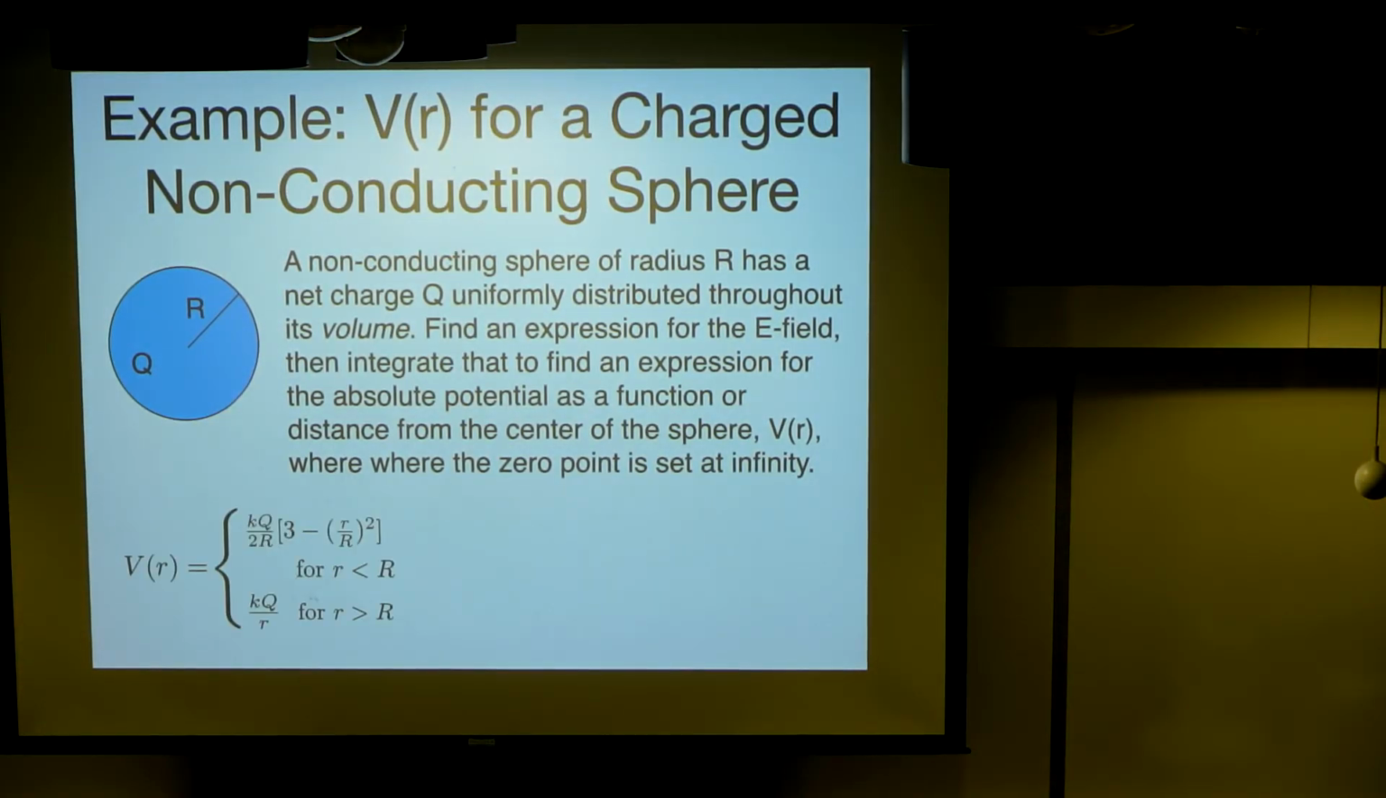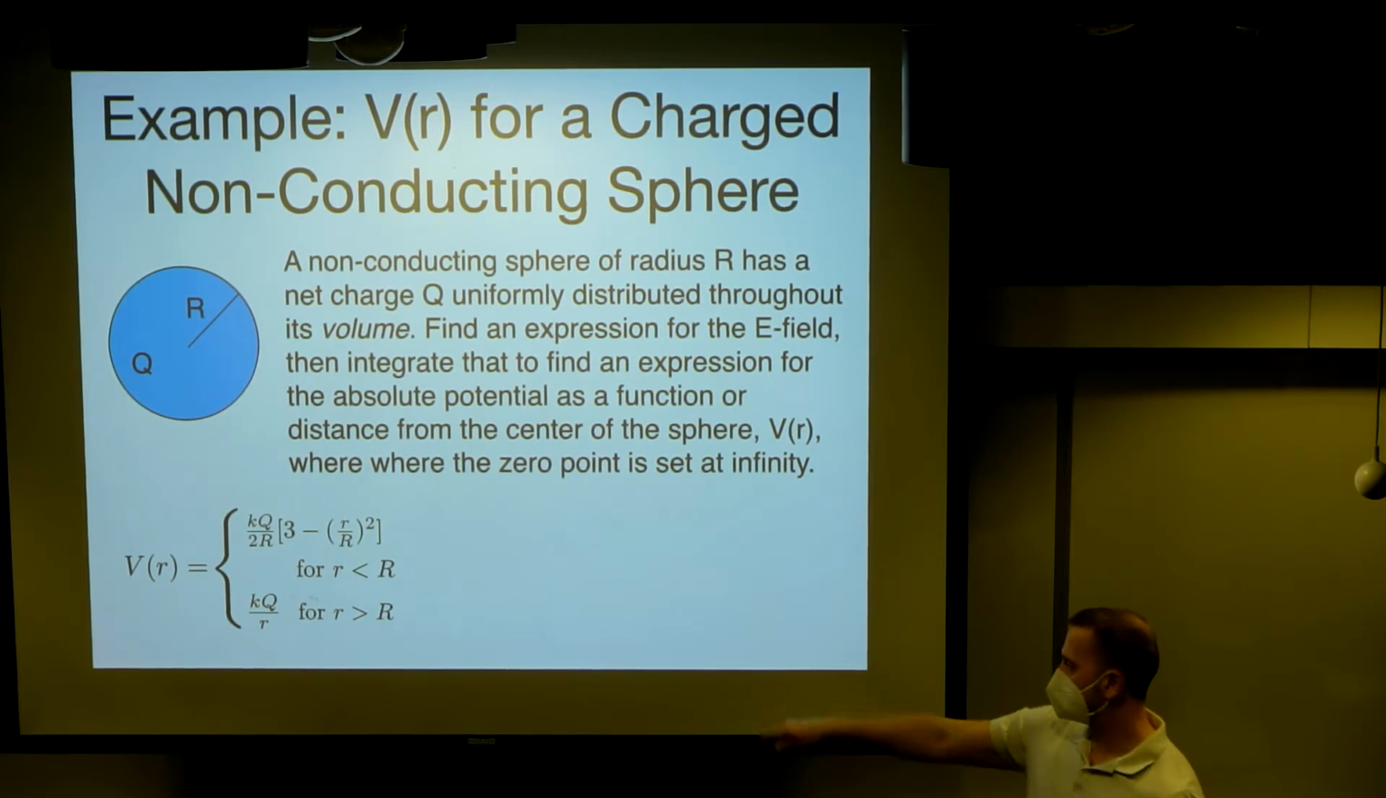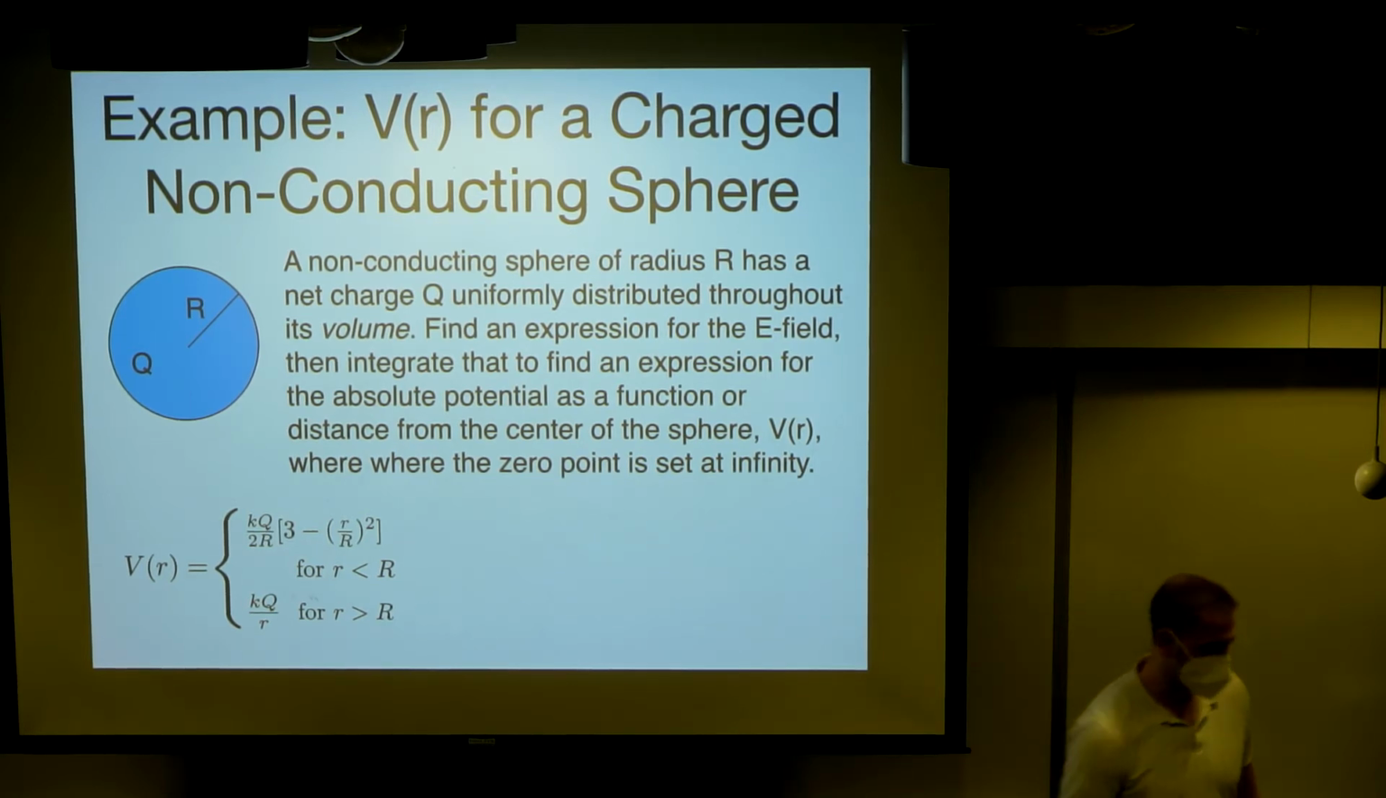But here's the takeaway. By doing this integration, we get two separate expressions for the absolute potential. One of them, again, is valid when we're on the inside of the sphere. That's this one, which we just went over. And then when we're on the outside, we have KQ over R, which is this expression, okay?